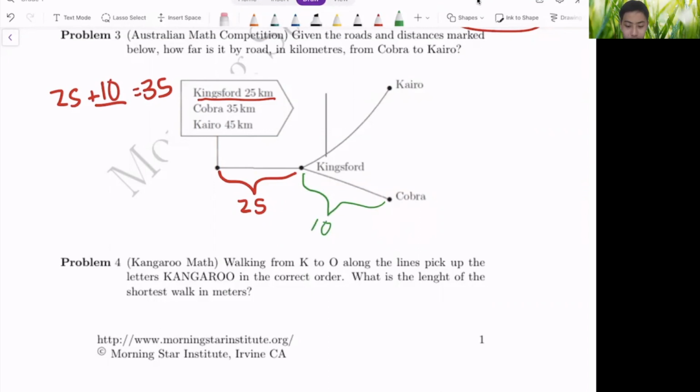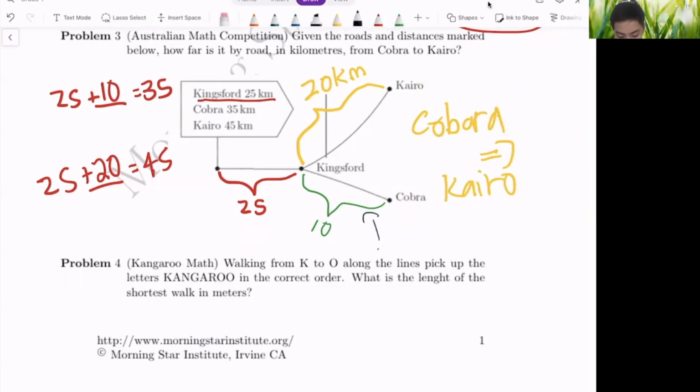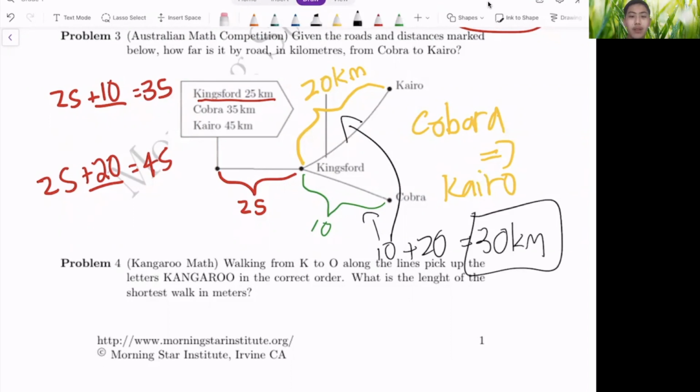And finally, let's do the distance from Kingsford to Cairo. Well, we know that Kingsford is already 25, and we have to add the distance to make it 45, since Cairo is the farthest at 45, and that just gives us 20. So therefore, in yellow, the distance from Kingsford to Cairo is 20 kilometers. So the answer should be, let's do Cobra to Cairo. We have 10 over here plus 20 over here, and that just gives us 30 kilometers. So the distance from Cobra to Cairo is 30 kilometers.